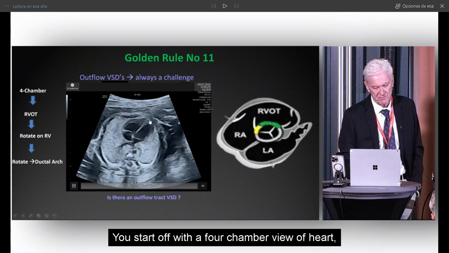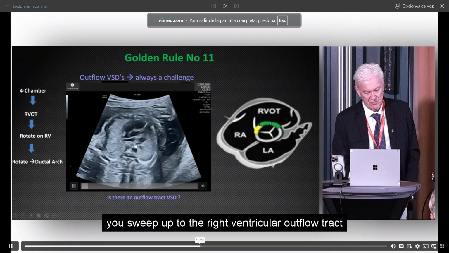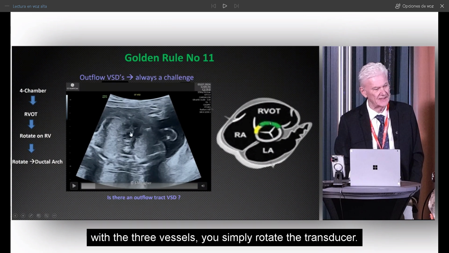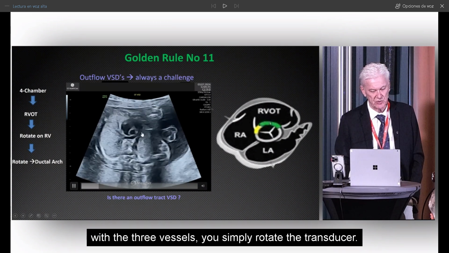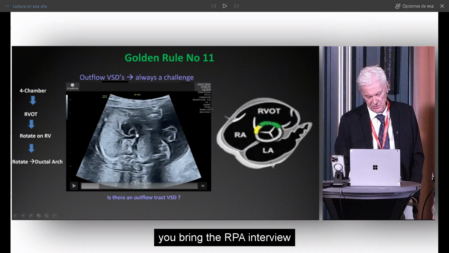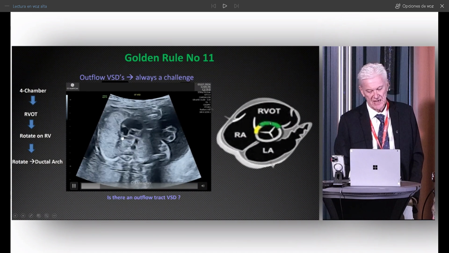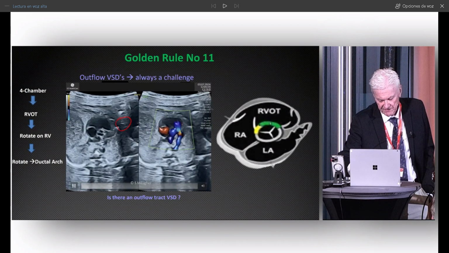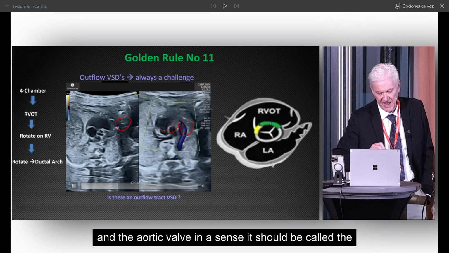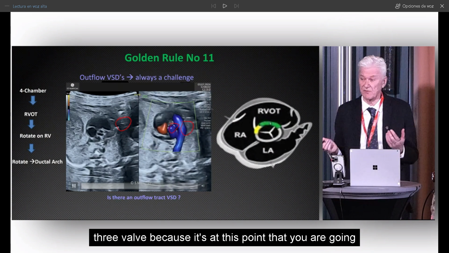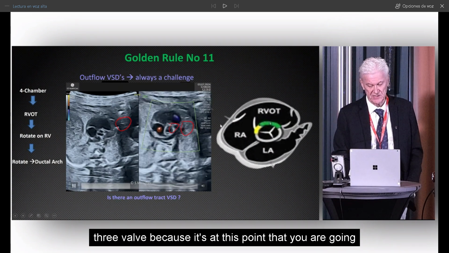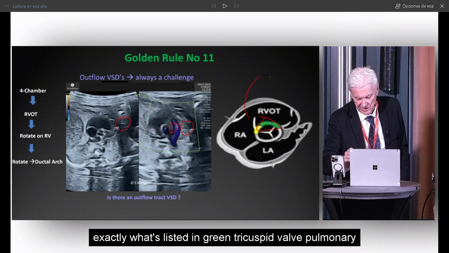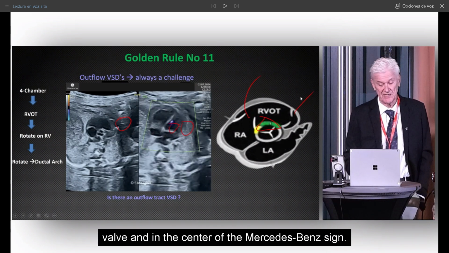So how do you get an outflow tract VSD? You start off with a 4-chamber view of the heart. You sweep up to the right ventricular outflow tract. And once you've got the right ventricular outflow tract with the 3 vessels, you simply rotate the transducer. And when you rotate the transducer, you bring the RPA into view, and you trace a little bit further. You now have the tricuspid valve, the pulmonary valve, and the aortic valve. In a sense, it should be called the 3-valvular view, because it's at this point that you are going to see your outlet septum defect, exactly what's listed in green: tricuspid valve, pulmonary valve, and in the center, the Mercedes-Benz sign.